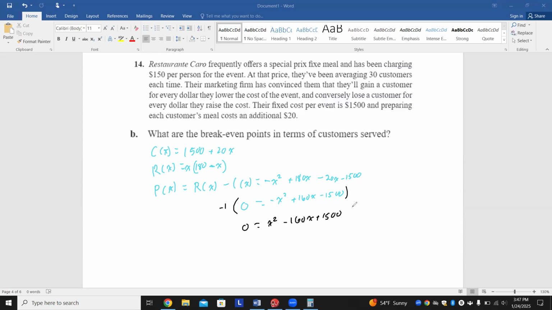I want to solve it using x because I'm trying to find out how many customers served. So that's going to be x equals negative b divided by 2a. Remember, my a is 1, my b is negative 160, and my c is 1500. If you kept it the same, the signs would just be different. So this would be 160 because that's what negative 160 is, and then this would be 2 times a, which is just 2. So 160 divided by 2 is 80. So my break even here, oh man, my bad.